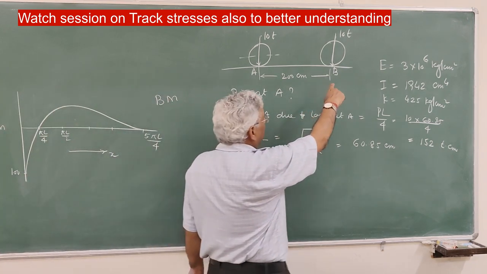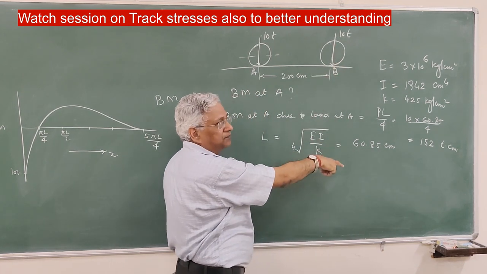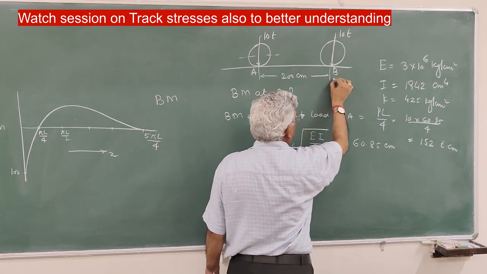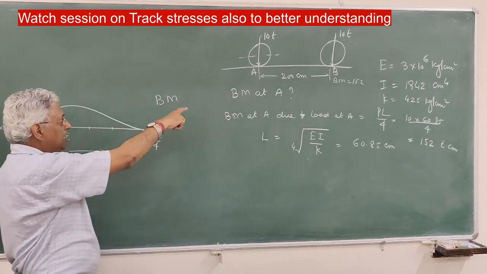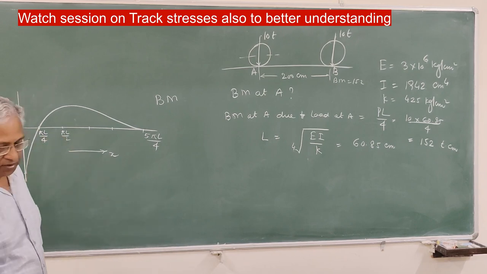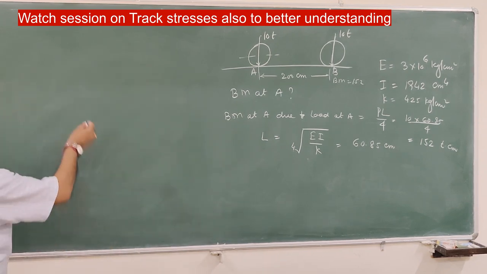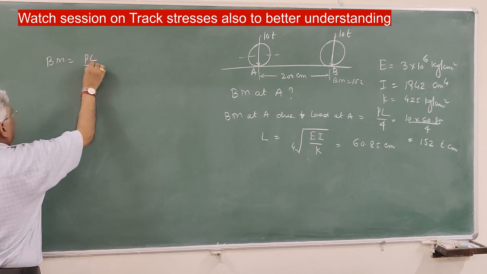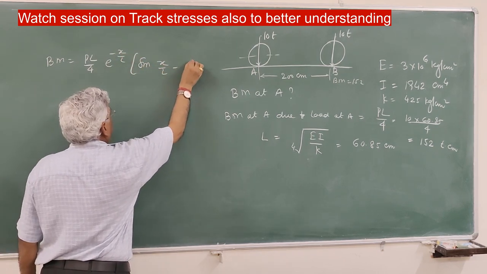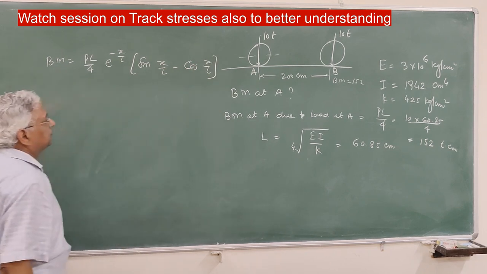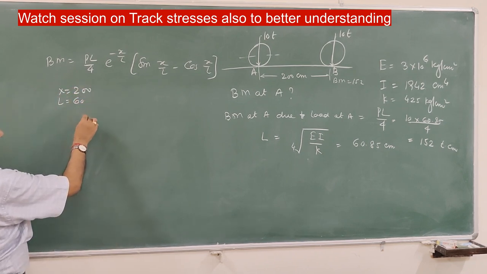Now, if you calculate the bending moment at B because of the load at B, it is the same, because load is same. But what is the impact of this load at B on the bending moment here at A? And that you calculate using the equation. Using that equation, that bending moment is P L by 4 into e to the power minus x by L into sine x by L plus cos x by L. Now x here is 200 centimeter, L is 60.85 centimeter.